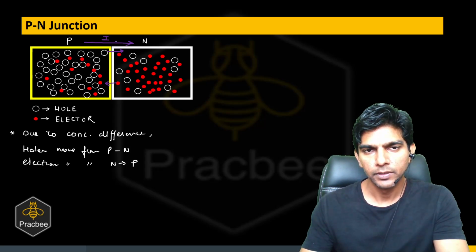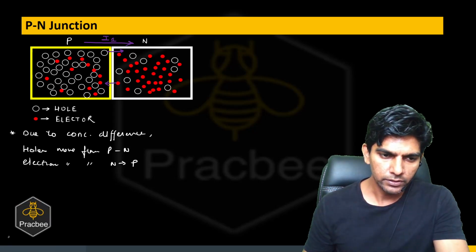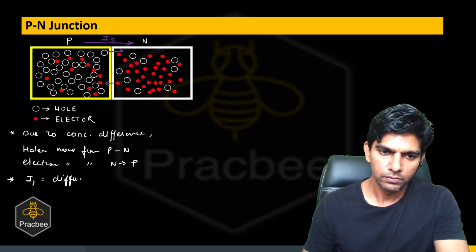So this current, let's say this is I1. Now this I1 is known as diffusion current.